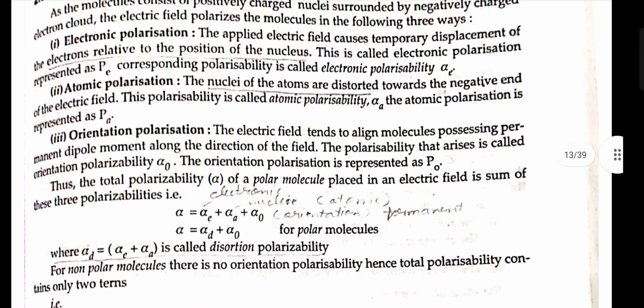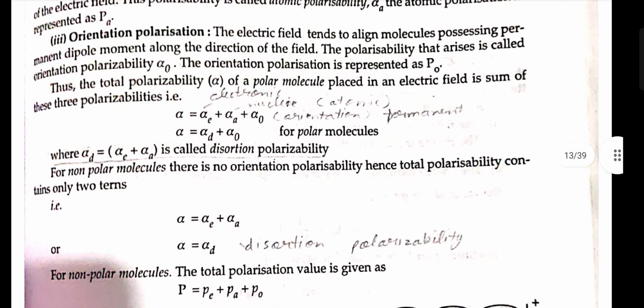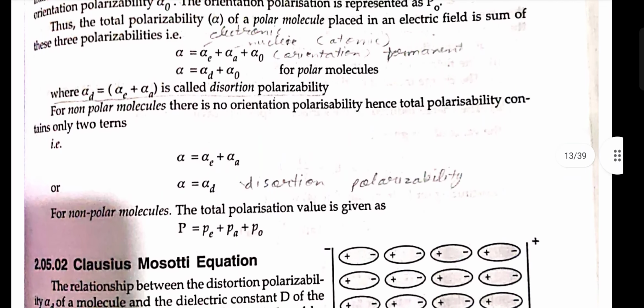Alpha E is used to represent electronic polarization, alpha A is used to represent atomic polarization, and alpha O is used to represent orientation polarization. For polar molecules, the combination of all three is the total polarization, but for non-polar molecules there is no orientation polarization, so the total polarization is equal to the distortion polarizability, which is the sum of electronic polarization and atomic polarization, as shown below.